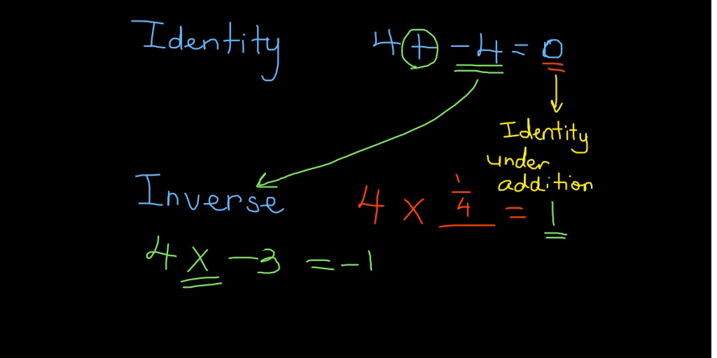Negative 12. I heard negative 12. So many people said negative 12, and that is the answer. Why? Because you're going to do 4 by 3, which gives us this 12. And then we are multiplying a positive number by a negative number, and we get a negative answer.